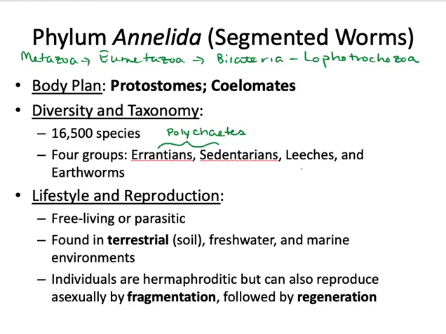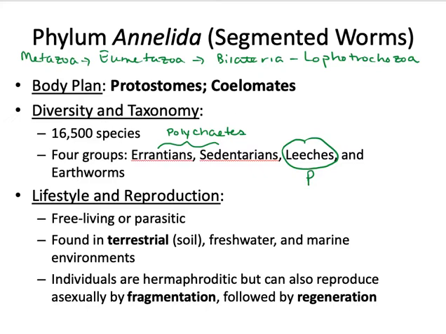All right, our annelids, depending on which group we're going to be talking about, can be free-living or parasitic. I'm just going to go ahead and circle the parasitic one right here. Others are free-living. Most of them are found in terrestrial, freshwater, and marine environments, so they're very ubiquitous on our planet. Our individuals are hermaphroditic, which means there are no separate male-female sexes, but they can also reproduce asexually by a process called fragmentation, where they split, and then regeneration, where those fragments that have been split will grow or regenerate into a new living adult animal.